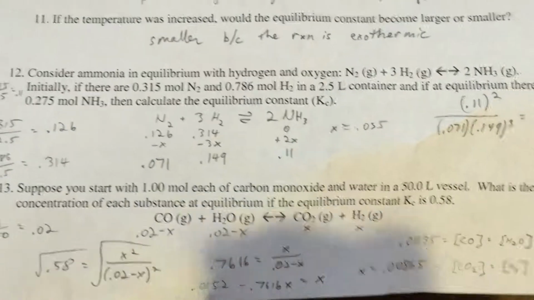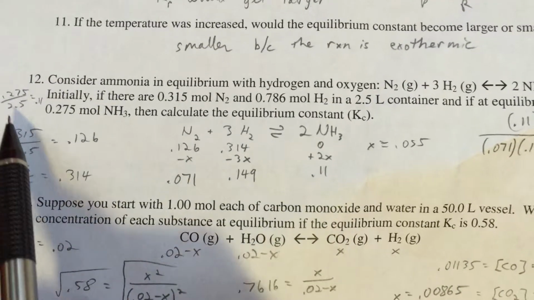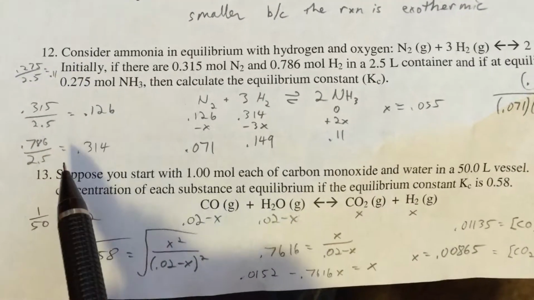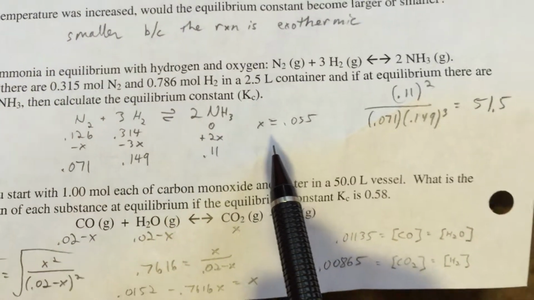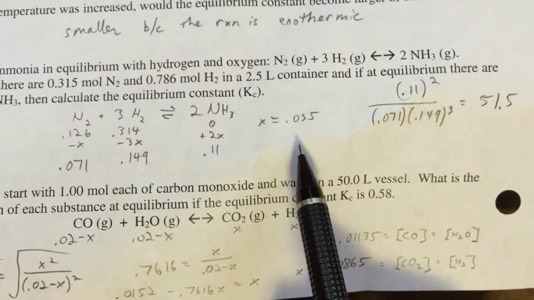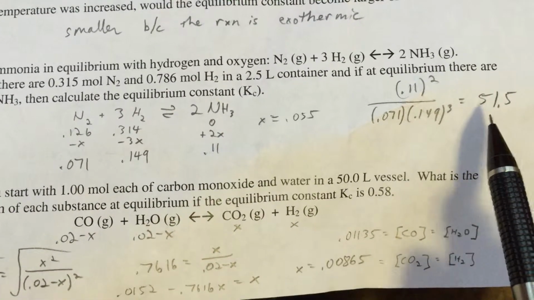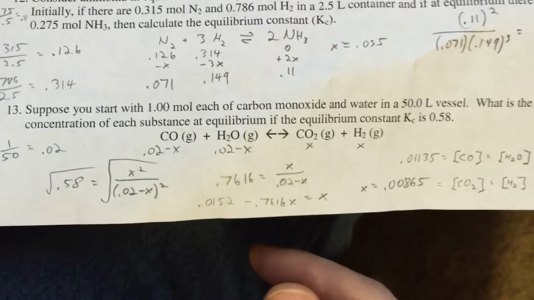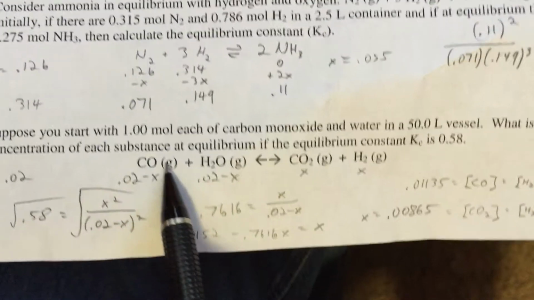Finally, with 12, well, almost finally, I divided all the moles by 2.5 in the problem because we have a 2.5 liter container. There's my ICE diagram and my value for x. And plugging in the equilibrium concentrations, I got 51.5. Last one, number 13. Here's my, well, sort of an ICE diagram.